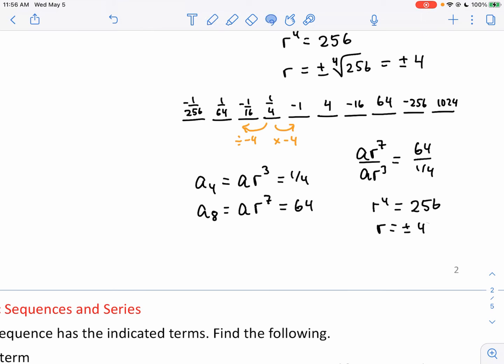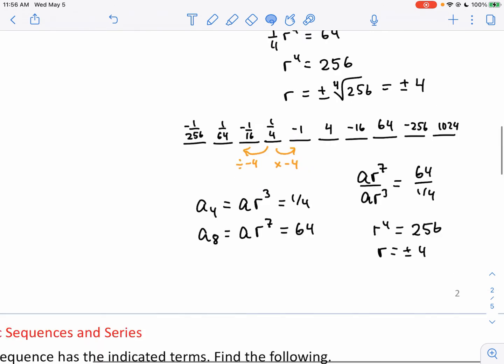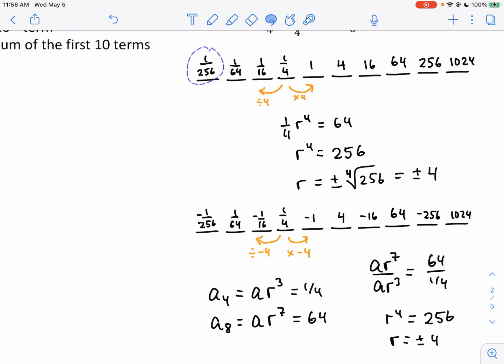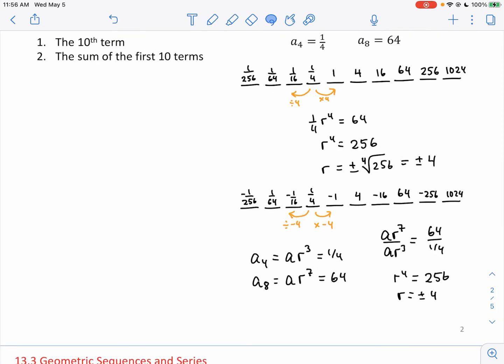And then of course, once you know r, you can go back to either one of these equations, plug in that correct r and solve for a. And you're going to get two different a's depending on which r you started with. In one case, you're going to get a is positive 1 over 256, and in the other case, you're going to get a is negative 1 over 256. So this is just an alternate way to go about finding a and r.